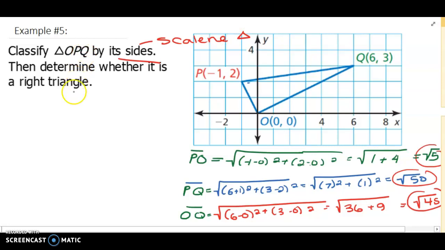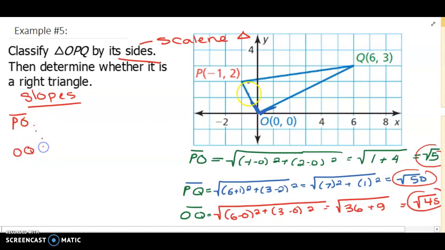Okay? Now it says determine whether it is a right triangle. Okay, well, I'm looking at this, and the only one that looks like it could be right is this angle right here. So I want to find if these two lines are perpendicular. So think back to chapter 3, and what do we know about the slopes of perpendicular lines? We know the slopes of perpendicular lines are opposite reciprocals. So I'm going to find the slopes of PO, and then I'm going to find the slope of OQ.